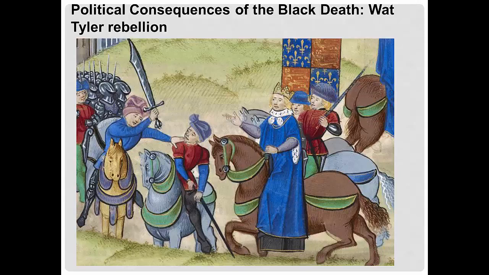So Wat Tyler, a peasant, led 60,000 peasants on a march to London to present a petition to the king. The petition called for abolishing serfdom. That's a radical demand. So here is a contemporary illustration of the conflict. The young English king, Richard II, courageously met with the peasants. The Lord Mayor of London ordered Tyler killed. That's what you see here.